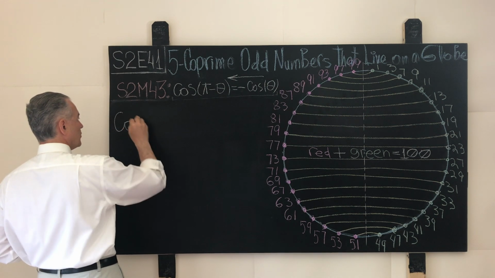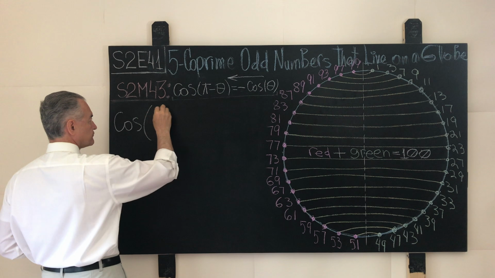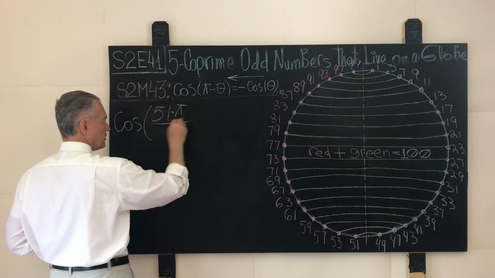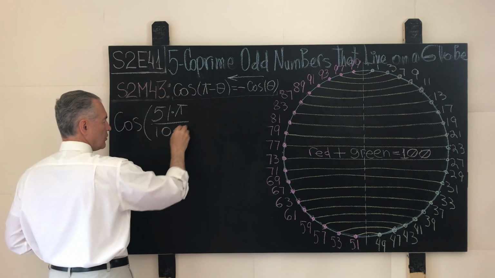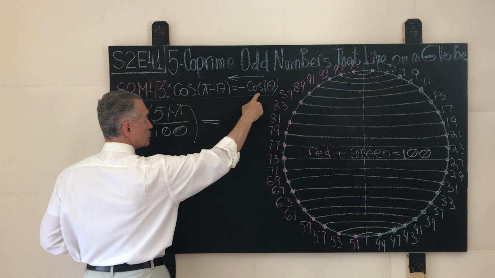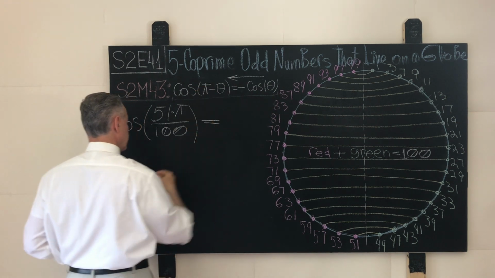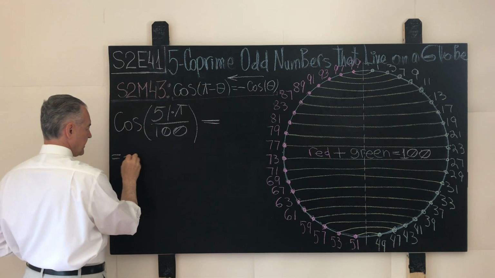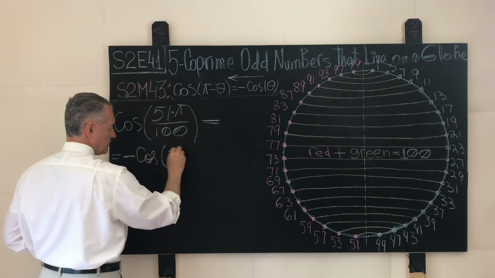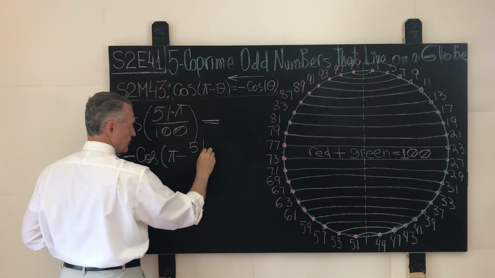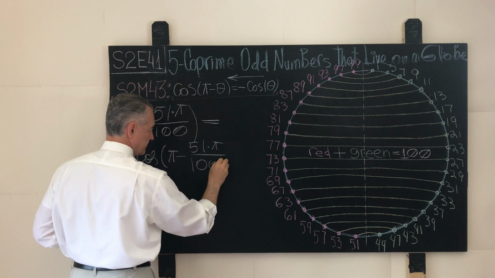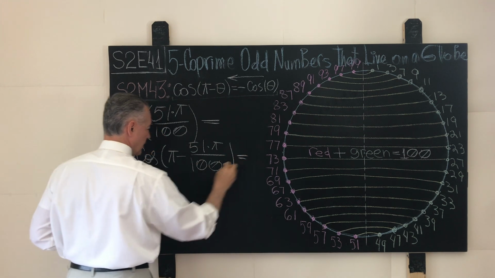It will be cosine of 51 times pi over 100, and according to this formula, which we read right to left, this will be what? Negative cosine of pi minus 51 times pi over 100. And what do we do now?